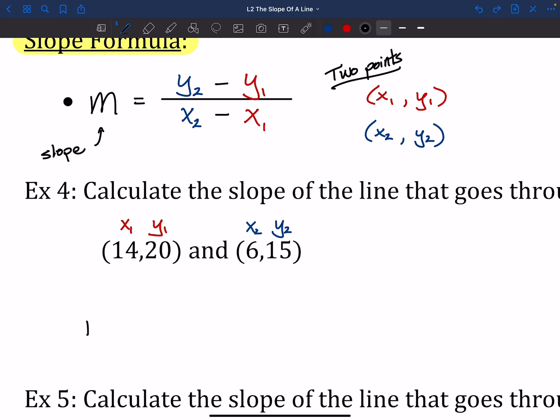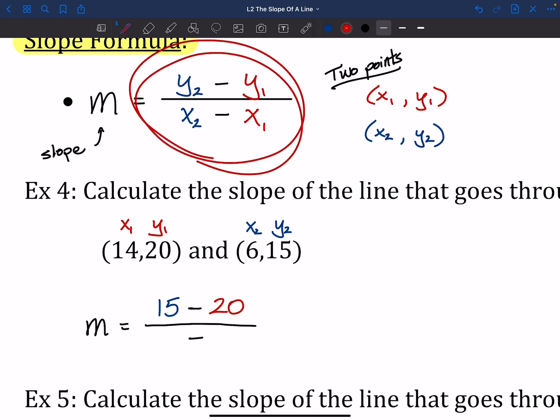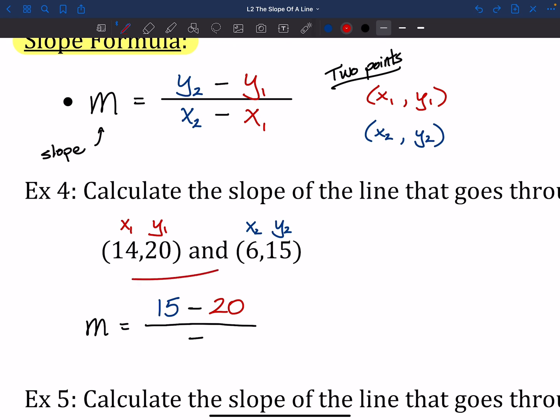All right, so m is equal to, we're going to set up our skeleton, that big division with the subtraction on the top and the bottom. And then we're just going to plug those numbers in, right? Up top, it's y2, which is 15, minus y1, which was 20, right? Again, I'm just following the same pattern as it was up there in the formula. And that's why we labeled these, so it's a little bit easier to figure out where to put them. On the bottom, we're going to have x2, which is 6, minus x1, which is 14.